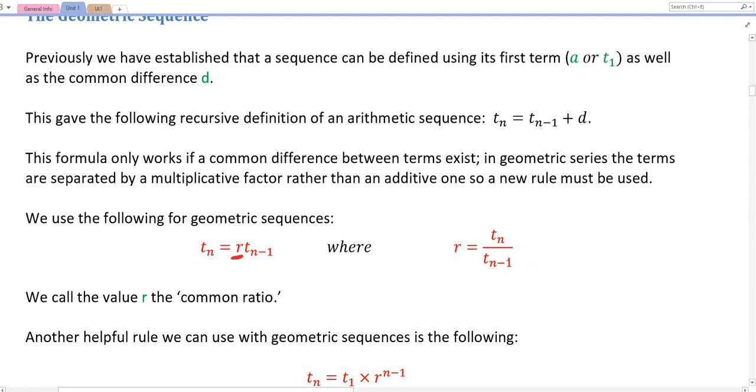Can anyone remind me, what do I mean by Tn and Tn minus 1? So, the number you're trying to find, would that be Tn or Tn minus 1? Tn, and then what would Tn minus 1 be? The previous term. So this is where I like to think about it. The current term, and this one is the previous term.